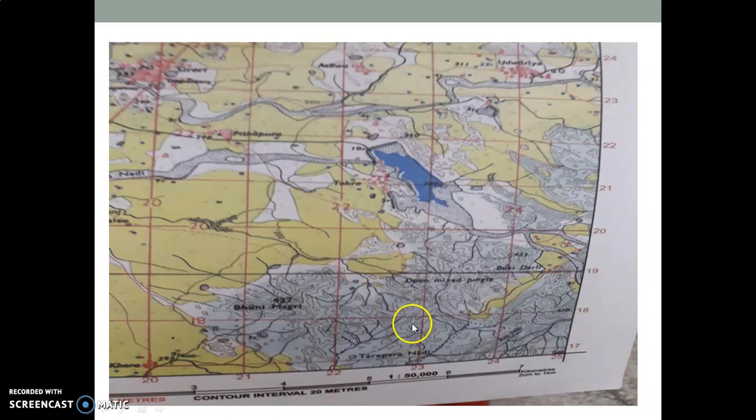Here this color is not given properly. This color is faded here. This is not properly mentioned. So here this green color indicates forests. Dense mixed jungle means there is a dense forest cover. This brown color contour line indicates a physical feature, or there is a mountain hill here on the southeast side.